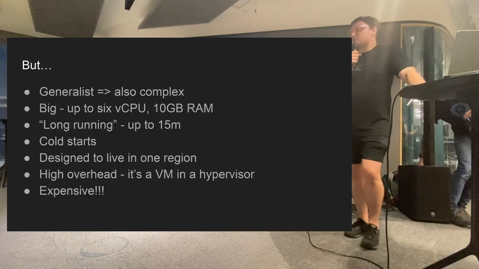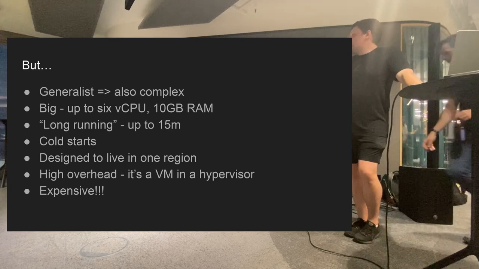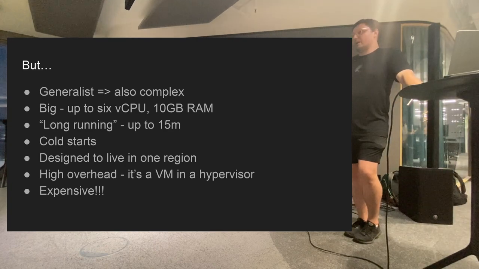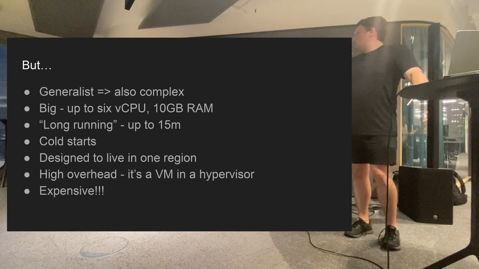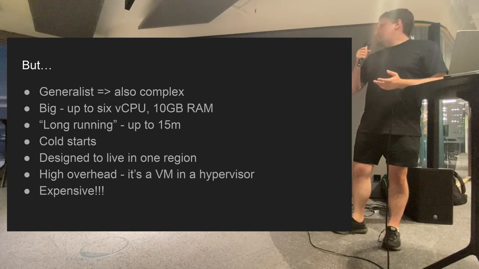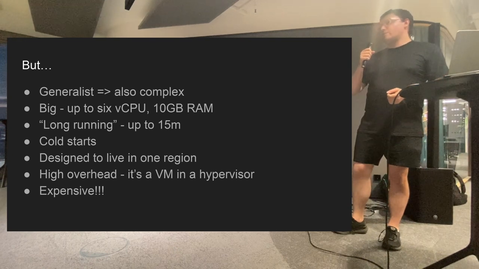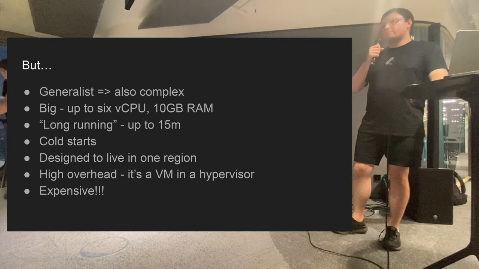But Lambda also isn't perfect, right? First off, it's generalist, which also means it's super complex. It's basically just a Docker container. And it can get really big. So on AWS, you can use up to 6 CPUs, 10 gigs of RAM. On Vercel, Lambdas default to 1 gig of RAM, which is still a lot.